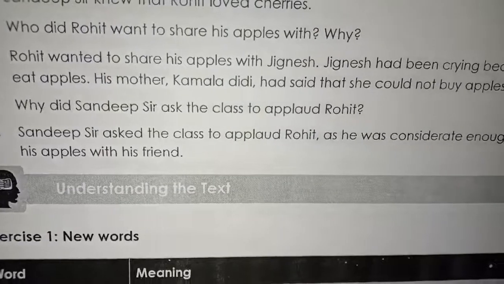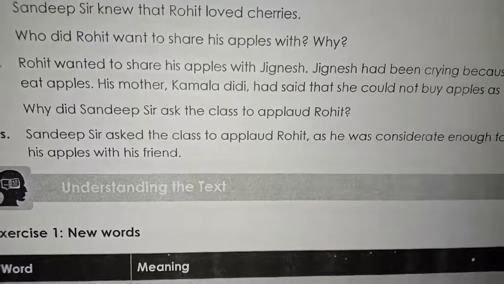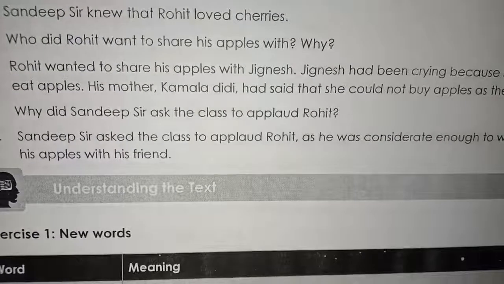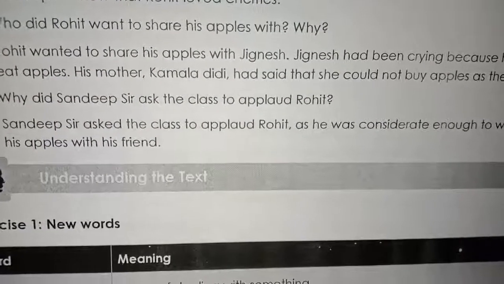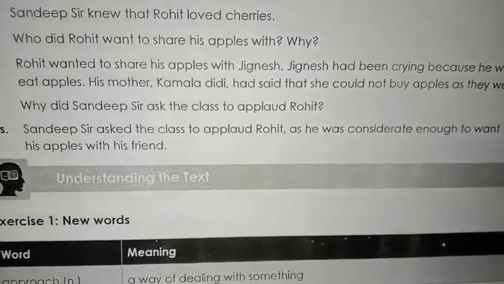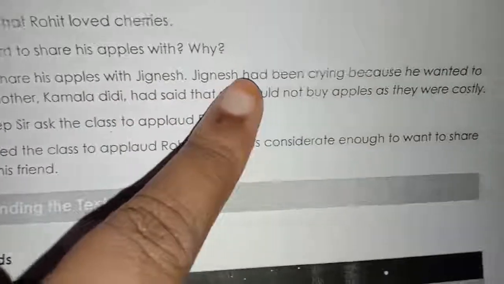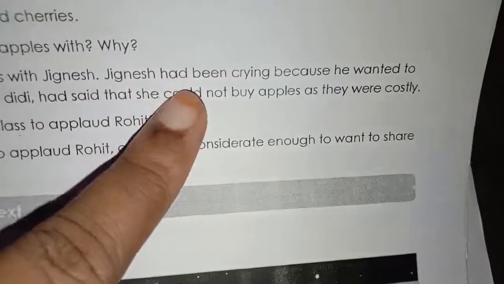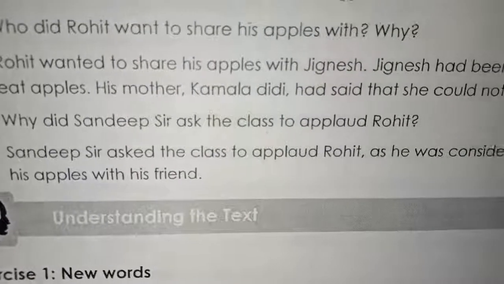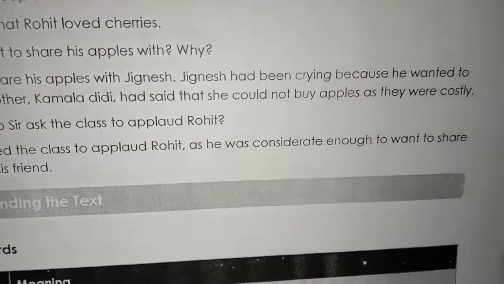Jignesh had been crying because he wanted to eat apples. His mother Kamala Didi had said that she could not buy apples as they were very costly. See, children, Rohit wanted to share his apples with Jignesh. Jignesh had been crying because he wanted to eat apples. His mother Kamala Didi had said that she could not buy apples as they were costly.